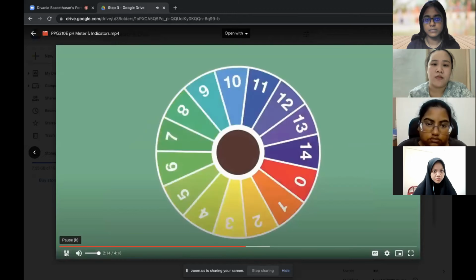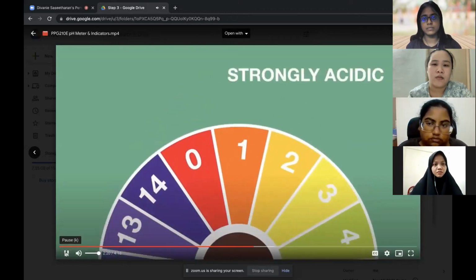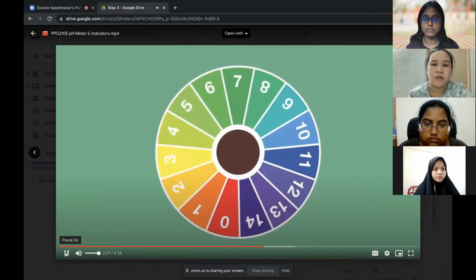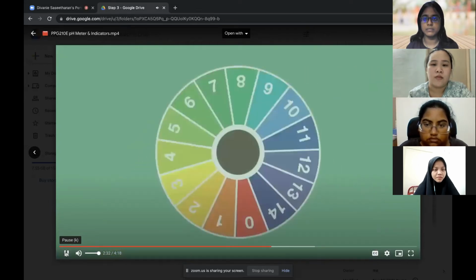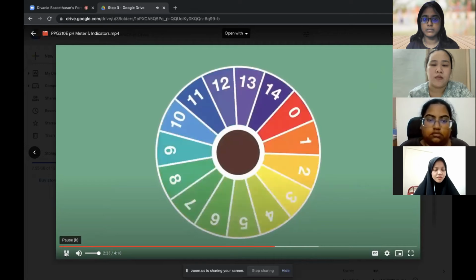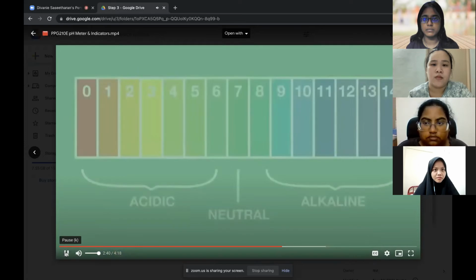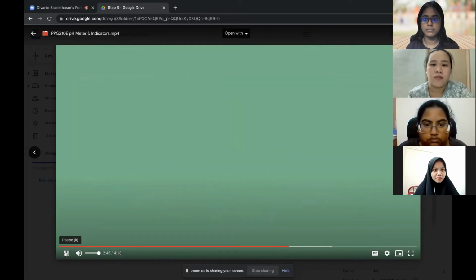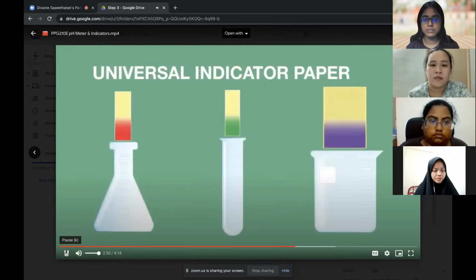If universal indicator solution turns deep red in a solution, it means that the solution is strongly acidic, with a pH of 1 to 2. If it turns green, it means that the solution is neutral with a pH of 7. If it turns dark blue or purple, it means that the solution is strongly alkaline. Universal indicator paper works in exactly the same manner.